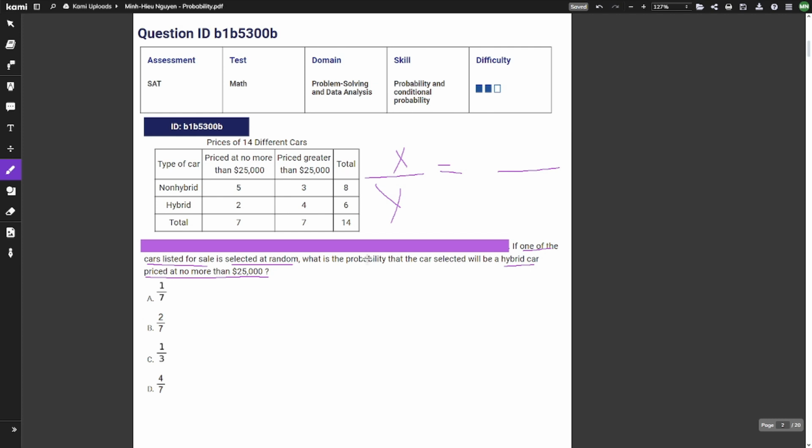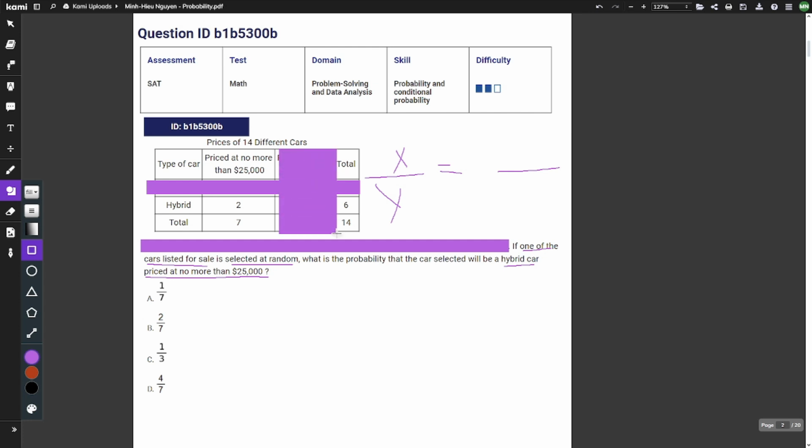First things first, I'm going to go ahead and find our x. So we want a hybrid car, so I can ignore this non-hybrid row. Then I want it priced at no more than $25,000. So this price greater than $25,000 column, I can go ahead and ignore that. Now, if we look, our answer is going to be 2. So 2 is going to be our top number, or, well, the number of hybrid cars priced at no more than $25,000.